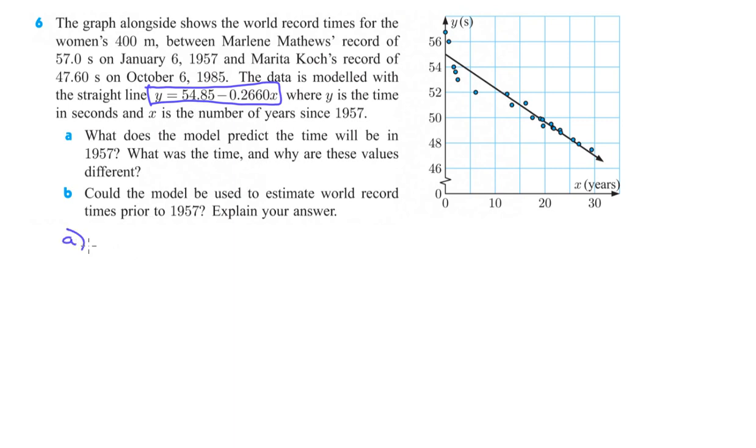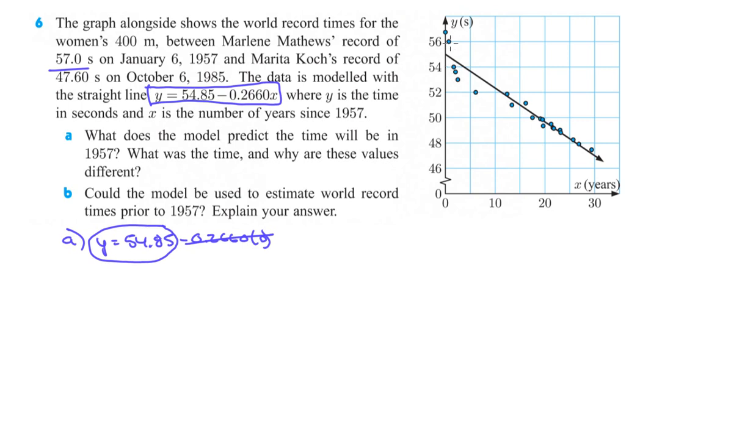So for A, it's going to be y equals 54.85 minus 0.2660 times x, and the number of years since 1957 would be 0, so that goes away. So that's saying that the world record in 1957, according to this graph, should have been 54.85, but it was actually 57 seconds, okay? What was the time, and why are these values different?